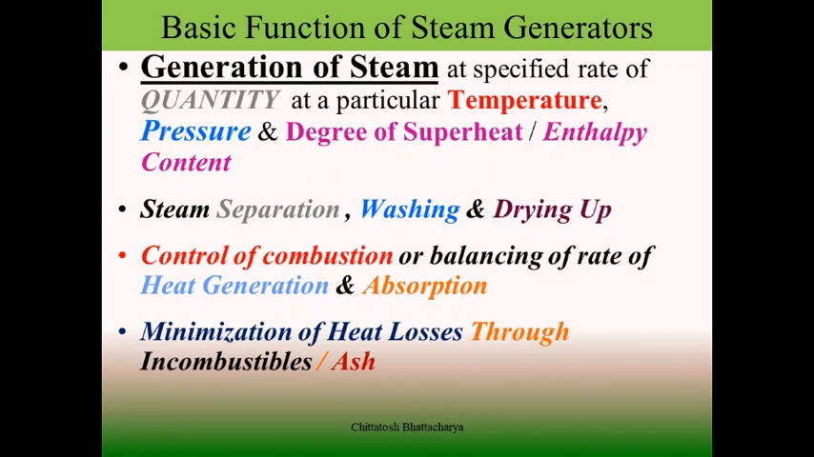In case of power and utility boilers, the generation of steam is necessary at a specified rate of quantity at a particular temperature, pressure, and degree of superheat or enthalpy content. In fact, the heat content per unit of steam determines the work output available from the prime mover where this heat is utilized.